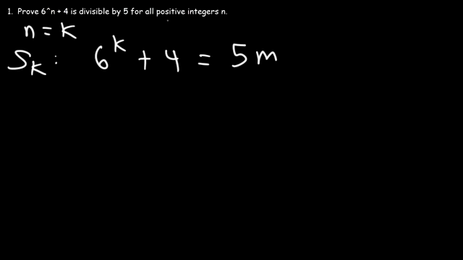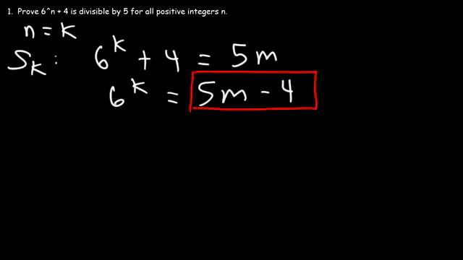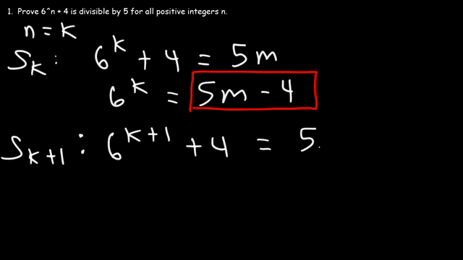Now we're going to isolate 6 to the k. 6 raised to the k is equal to 5m minus 4. And so let's save this expression for later. Now in step 3, we're going to replace n with k plus 1. So it's going to be 6 raised to the k plus 1 plus 4. And our goal is to show that this is equal to 5 times some integer, which we'll use l to represent.